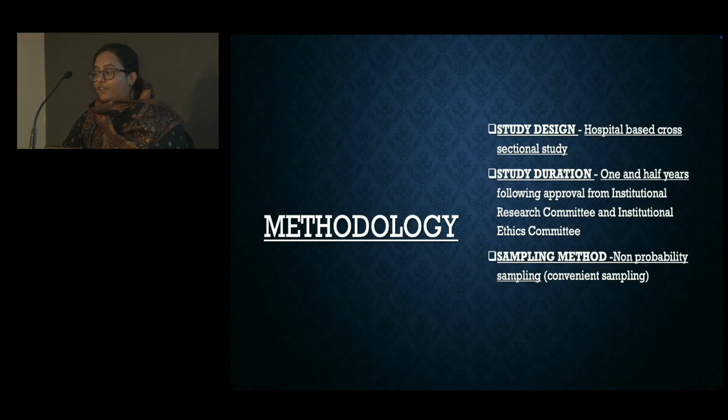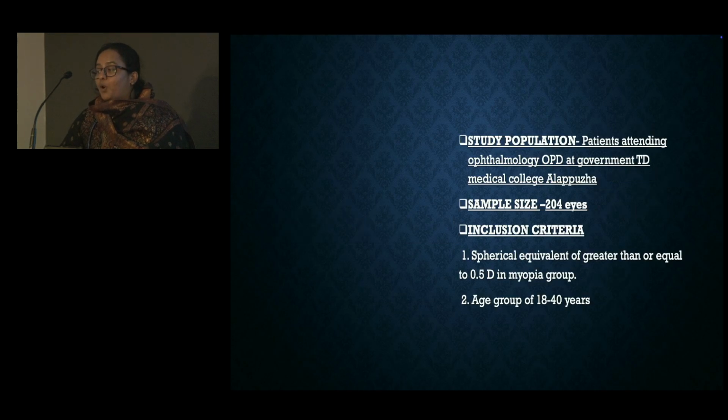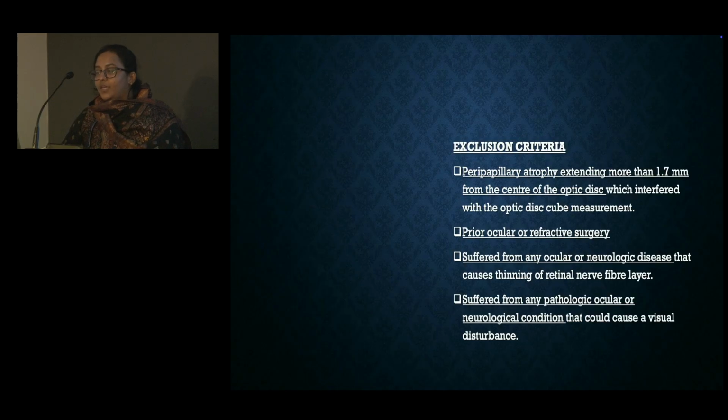Duration is 1.5 years. Sampling method is non-probability sampling. Study population is patients attending the ophthalmology OPD at Government TD Medical College, Alappuzha. Sample size is 204 eyes. Inclusion criteria: spherical equivalent of at least 0.5 diopter in the myopia group, age between 18 and 40 years. Exclusion criteria: peripapillary atrophy extending more than 1.7 millimeter from the center of the optic disc, which interfered with optic disc cube measurement, and prior ocular or refractive surgery.